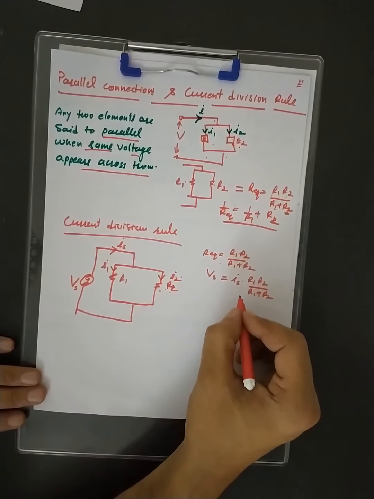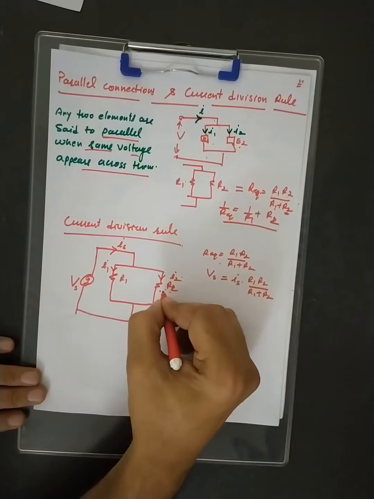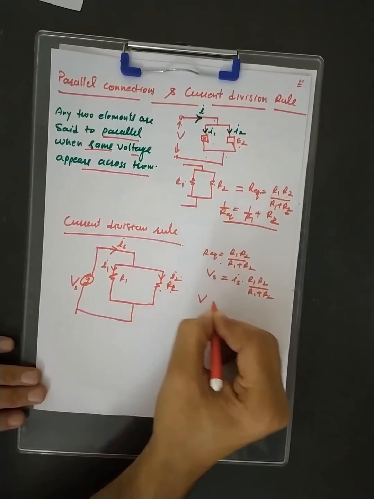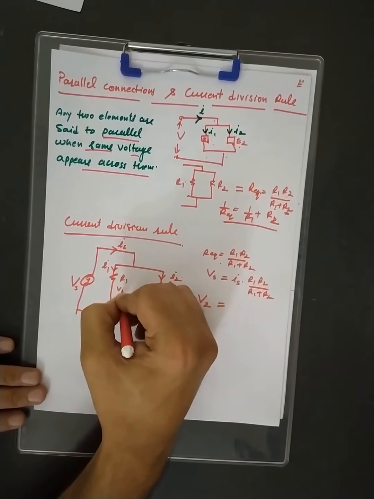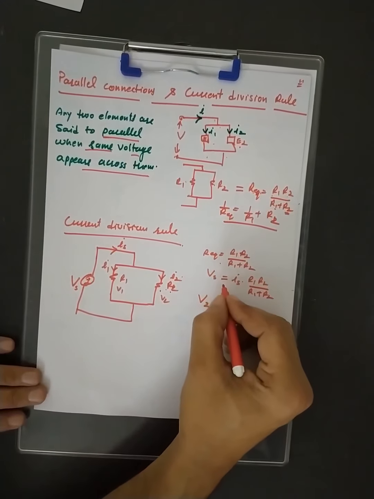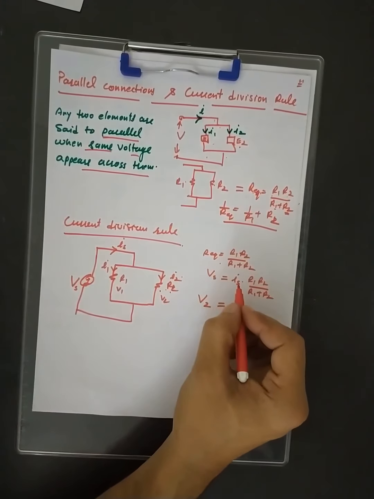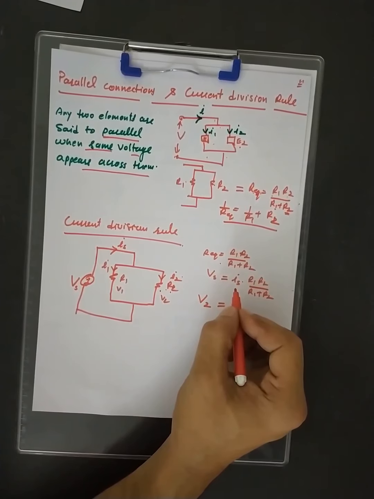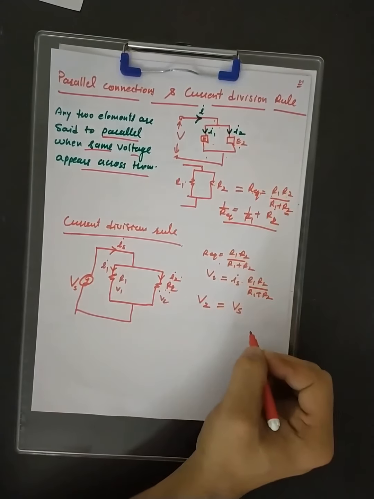Now the voltage is known to us. Now the voltage across R2, that is V2. Suppose here the voltage is V2, here the voltage is V1. So V2 is given by, what is the value of voltage? That is equal to Vs, because the parallel connection is there.